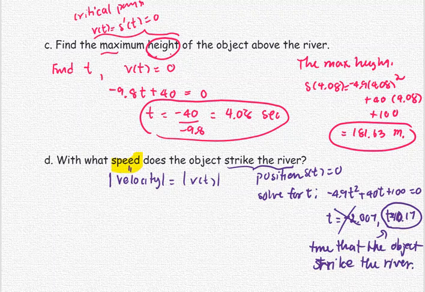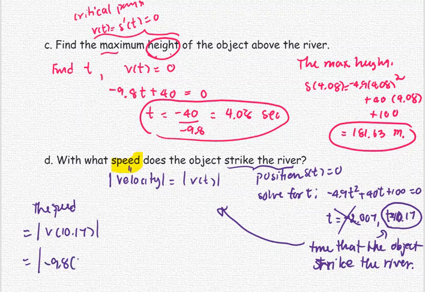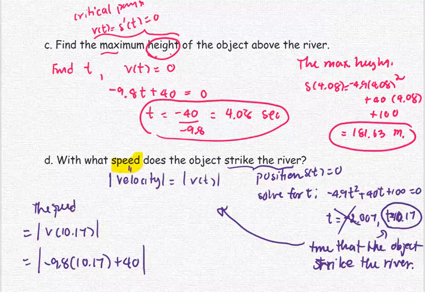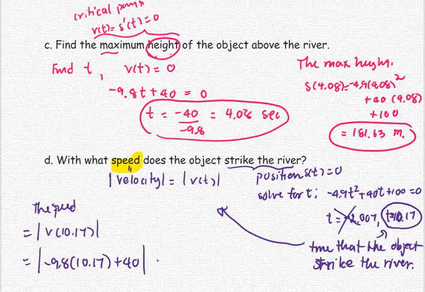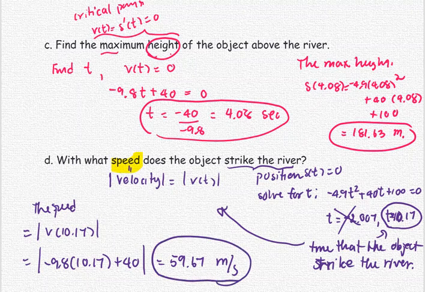So we use this point of time to find the speed. And the speed is the absolute value of v, where t is 10.17. So we find the absolute value of the velocity, which is negative 9.8 multiplied by 10.17 plus 40 in absolute value, to get the number 59.67, with unit meters per second. So the speed of the object when it strikes the river is 59.67 meters per second.